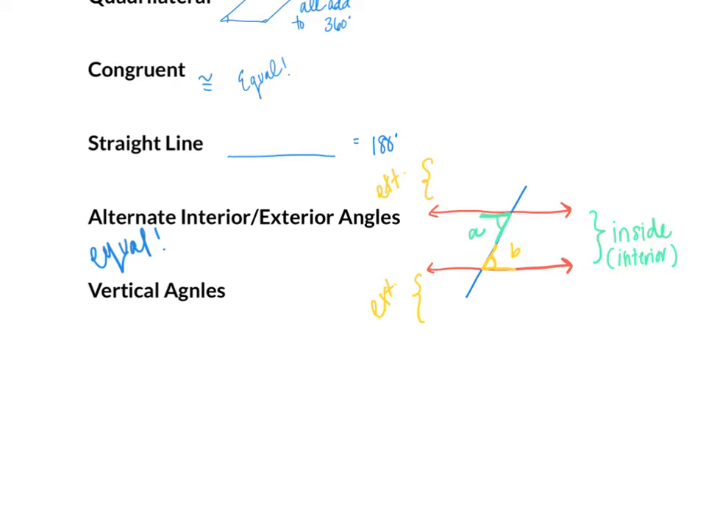Exterior angles, it would be alternate exterior, so they'd be on the outside. Let's call this C and D. So they're alternating, but they're on the outside. And again, those are equal.